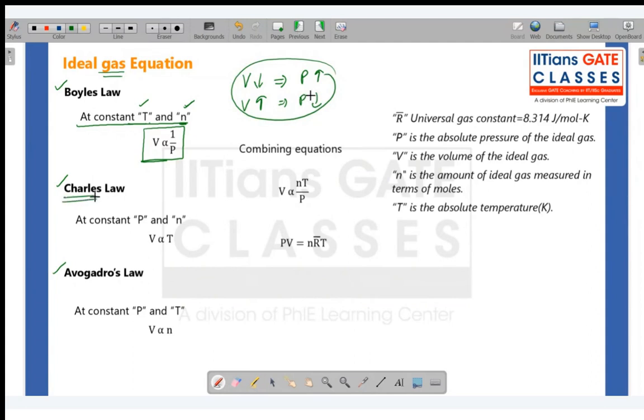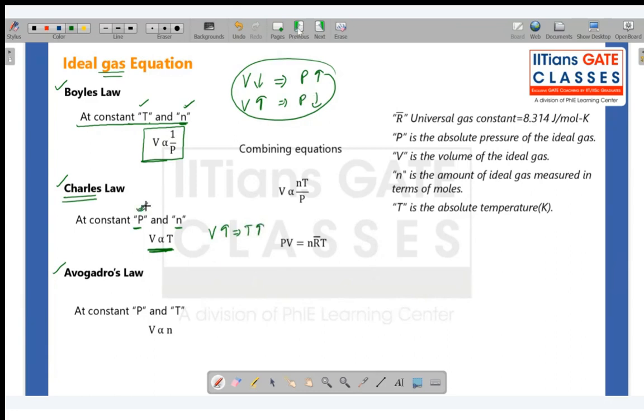Then, again experimentally, Charles defined that if you take pressure and number of moles as constant, then volume and temperature are directly proportional. So if volume is increasing, temperature increases.